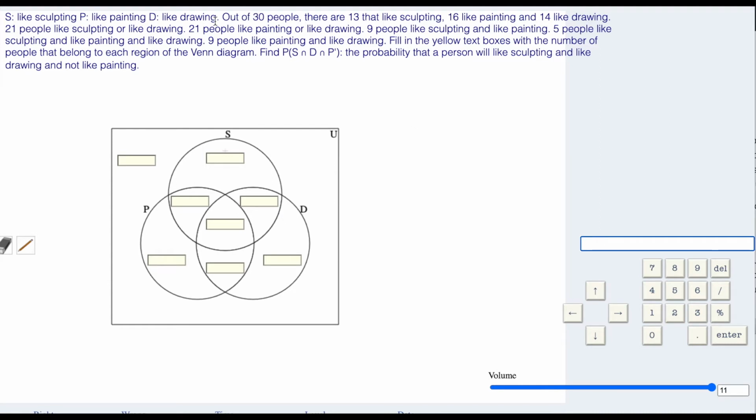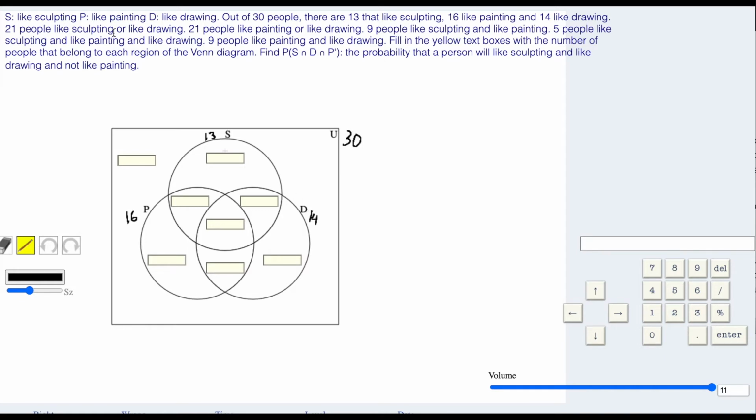I'm going to fill in everything I know. Out of 30 people, so the universal set has 30 people in it. I'm going to put a little 30 beside the U here. 13 like sculpting, so I'm going to put a 13 beside the S for sculpting, and 16 like painting, I'm going to put a little 16 beside the P. 14 like drawing, so I'm going to put a 14 beside the D.